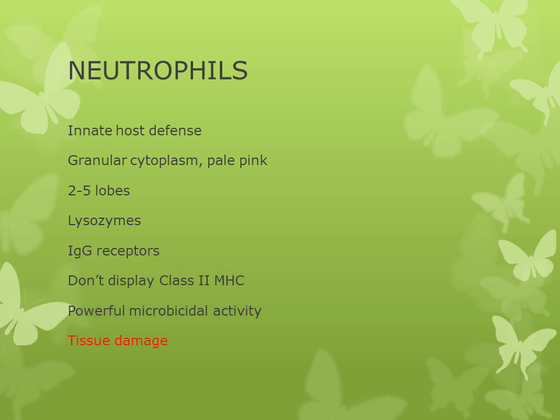On one side, due to its powerful microbicidal activity, it helps in killing of the microbes, it helps in killing of the bacteria. But on the other hand, it also results in tissue damage and tissue necrosis. So, double-edged sword: antibacterial, and on the second side, it also causes tissue damage. So double-edged sword is very important for neutrophils.